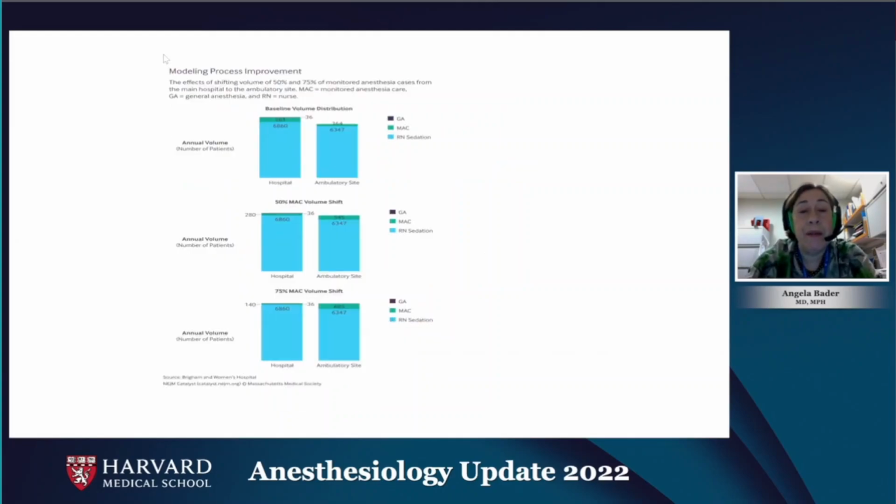Using this kind of methodology, you can change elements in that diagram and see what happens, for example, if you shift more volume to the ambulatory center, or if you shift more volume to the main hospital. For example, if you can shift more volume to the ambulatory center, in our case, you could decrease the wait for appointments with anesthesia from 3 months to 3 weeks. And that information is all in this article in Harvard Catalyst that we wrote, if anyone is interested in more of the details.